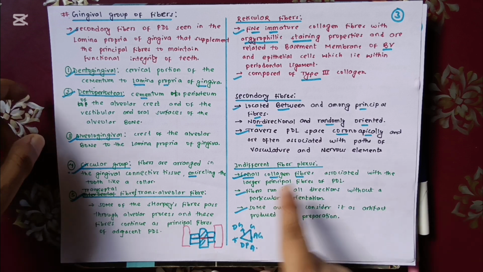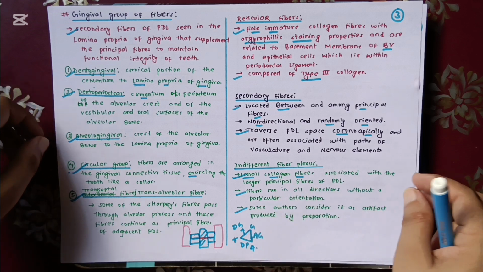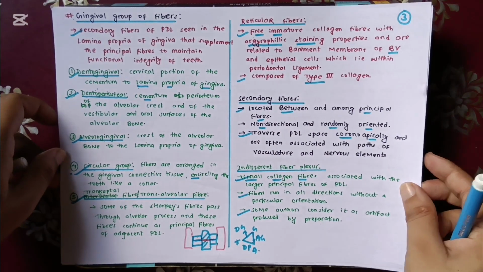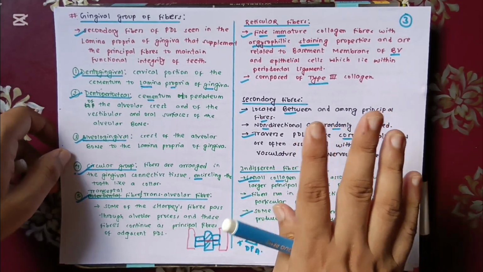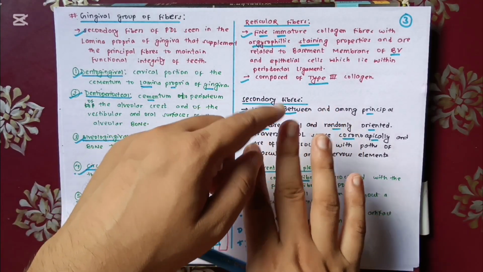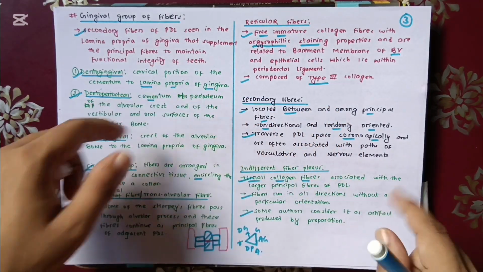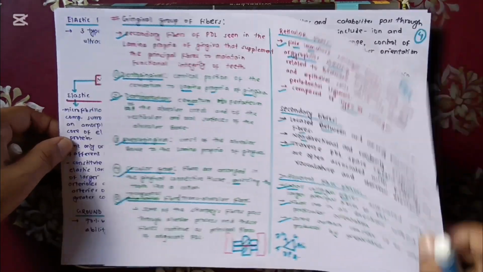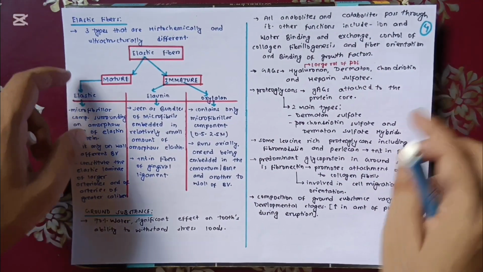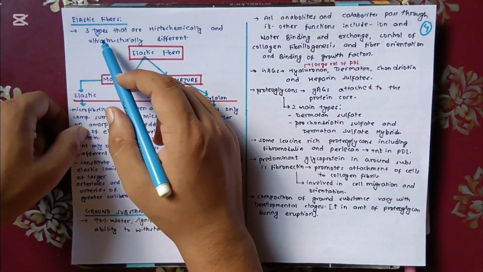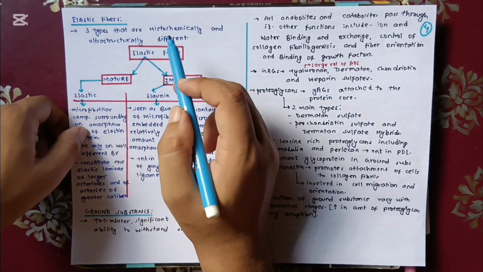Okay, so they are also oriented in a random direction. We have completed all those different kinds of fibers; altogether we have completed four different fibers: collagen, reticular, secondary, and indifferent fiber plexus. The one fiber that is left is elastic fiber. These are also very important fibers of this periodontal ligament.